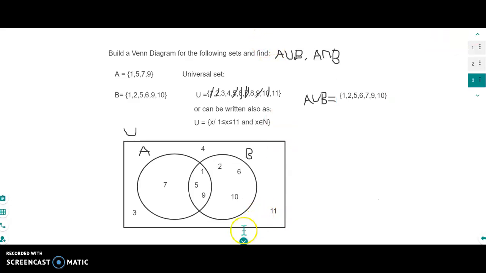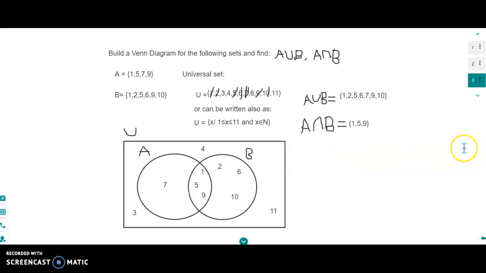And let's continue with the intersection, okay? The same procedure. So we write A intersected with B, and we write curly brackets. So what numbers do we have in the intersection zone? We have 1, we have 5, and we have 9. All right, that's it. This is in the intersection zone.